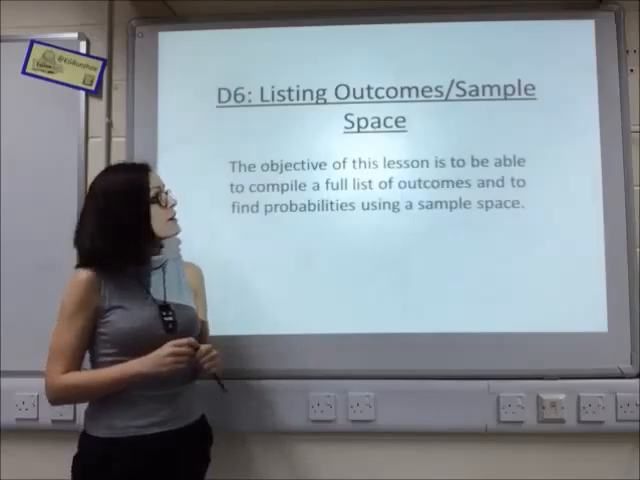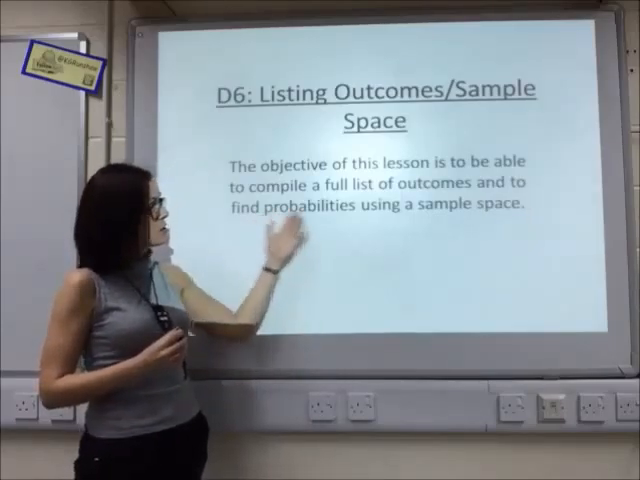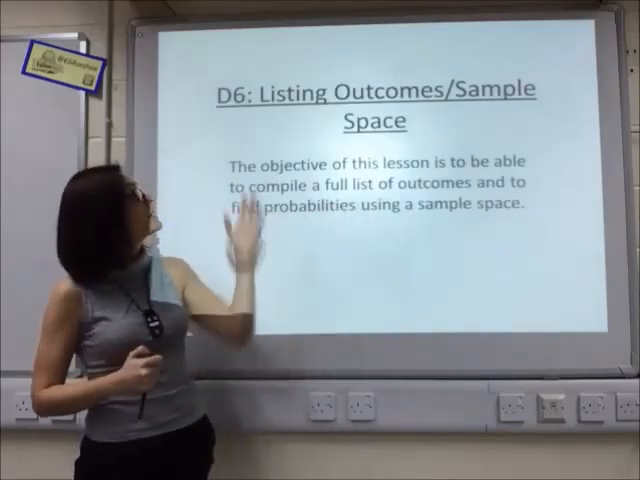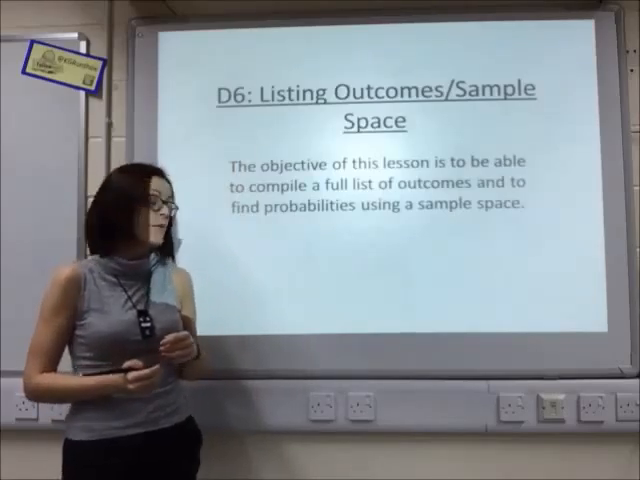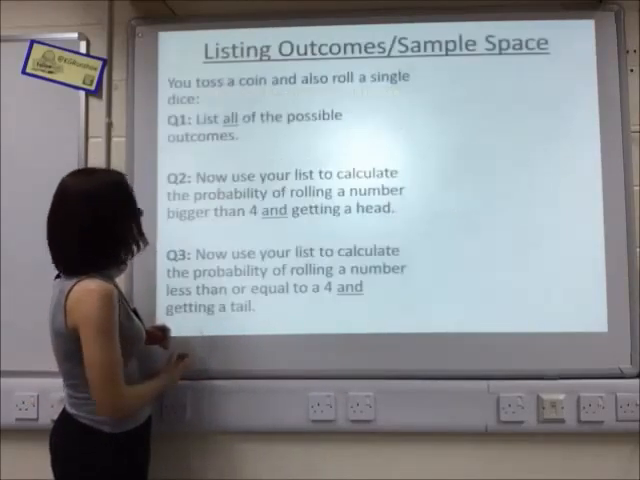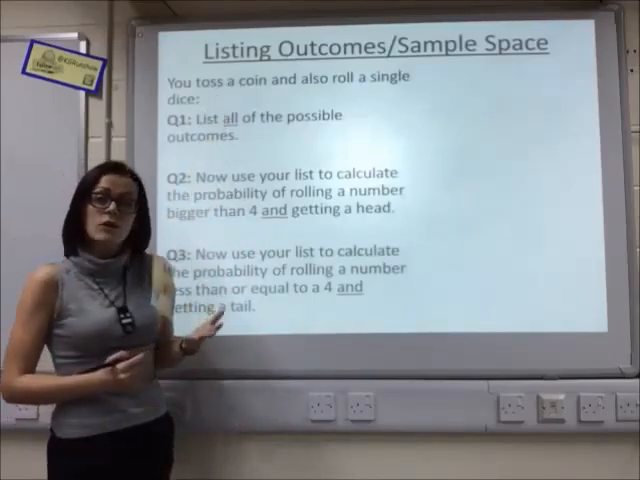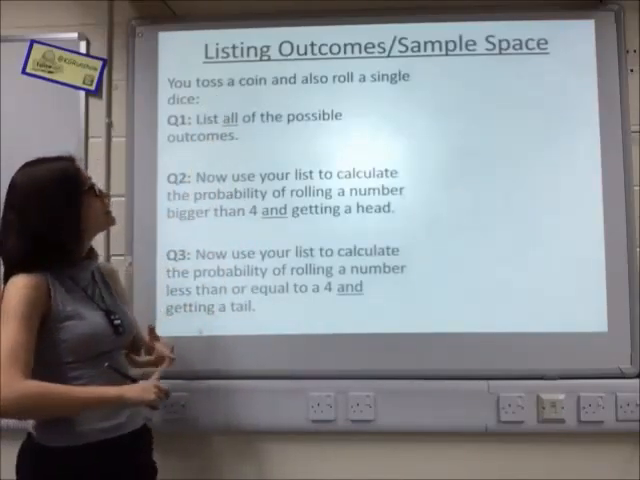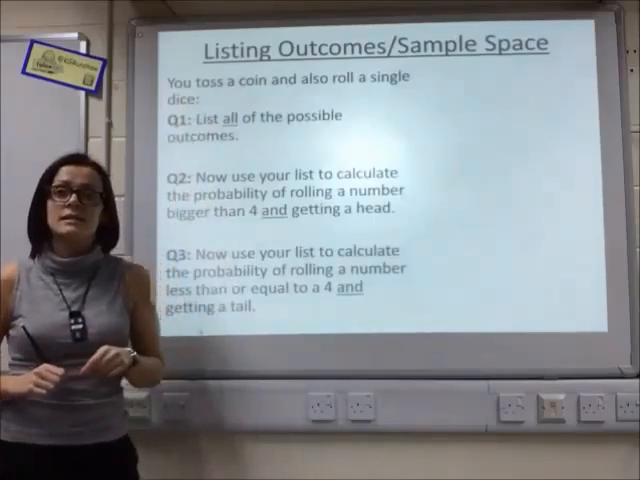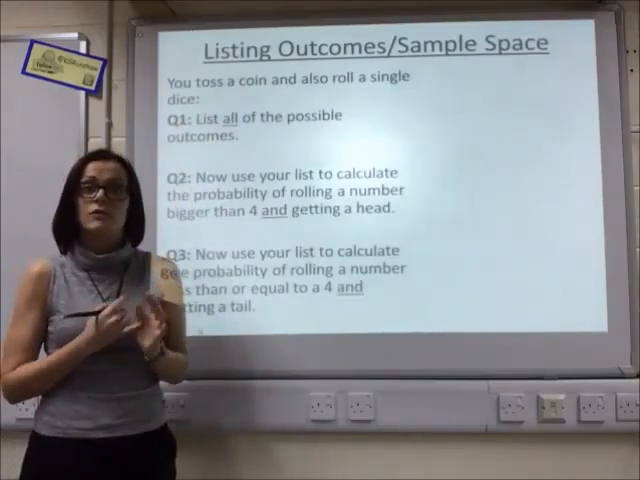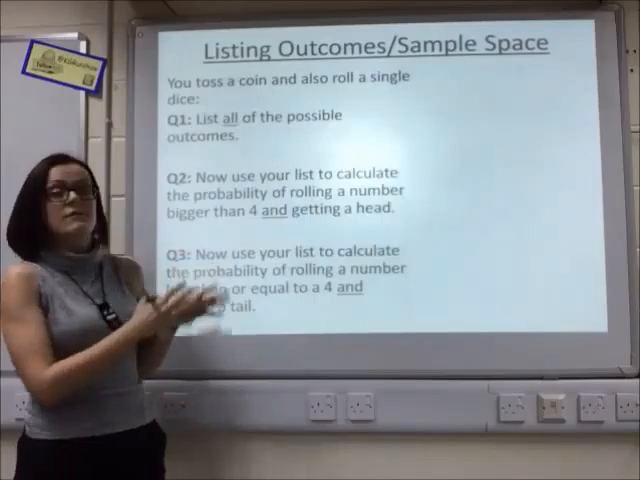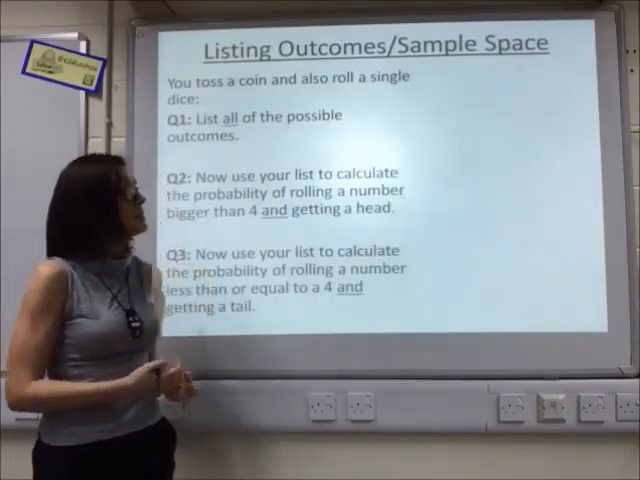This video is all about listing outcomes, or a sample space, which we use to find probabilities, and it's to go with card D6 from your pack. So we've got some information on that card. We are going to toss a coin. Now that coin could land on heads, it could land on tails, and we are going to roll a single dice, so that could land on 1, 2, 3, 4, 5 or 6. And we're going to do both things at the same time, and we're going to get pairs of answers.